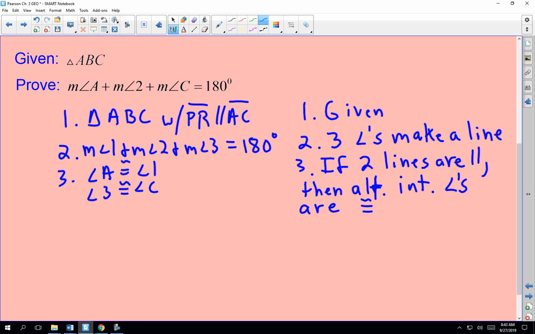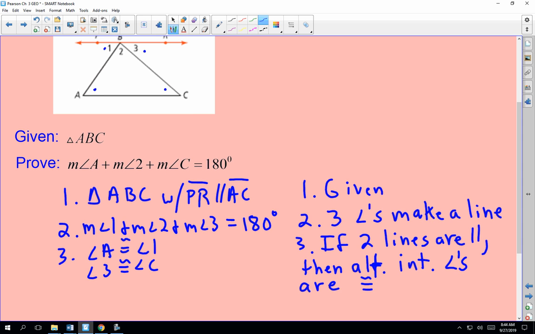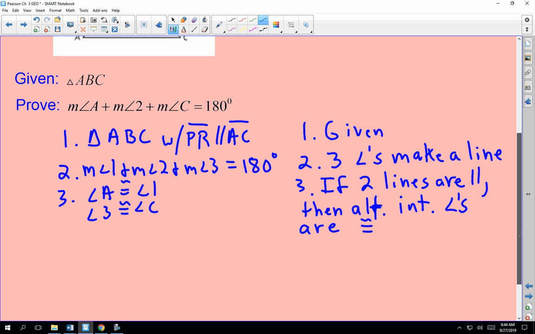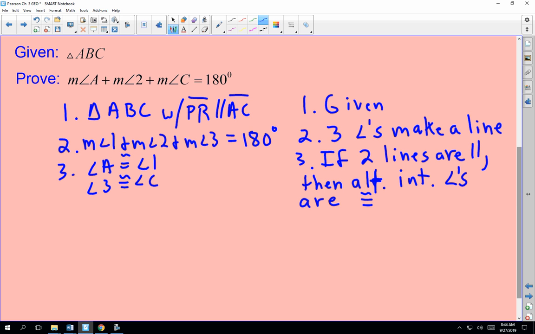Something wrong with what? On here, it's prove measure of angle A plus measure of angle 3 plus measure of angle C. Yeah, change that to 2. That should say 2. Good catch. All right, so going back up to our picture here, we're trying to prove that measure of angle A plus measure of angle 2 plus measure of angle C, those are the three interior angles of the triangle, add up to 180. So now, we've got A is congruent to 1, and 3 is congruent to C.